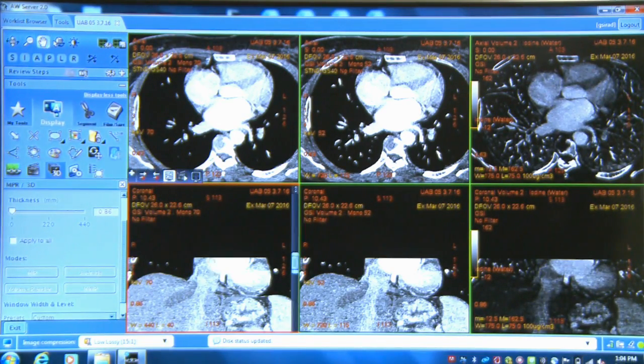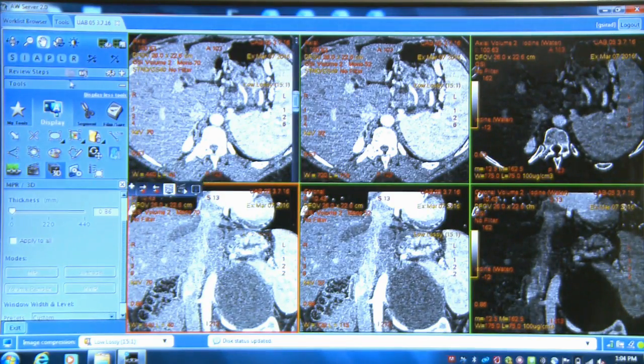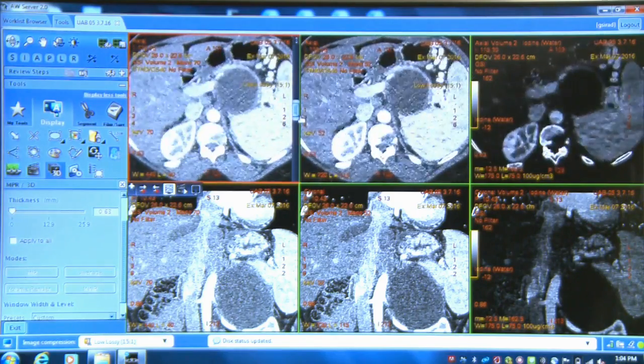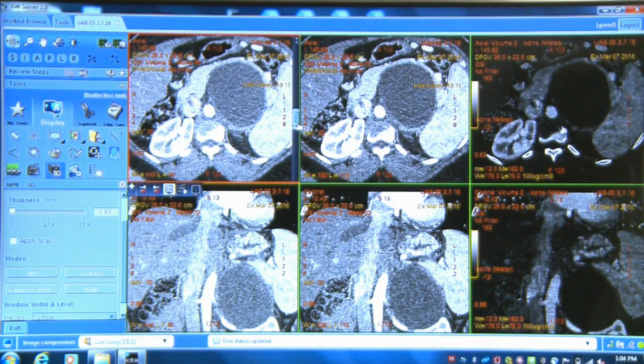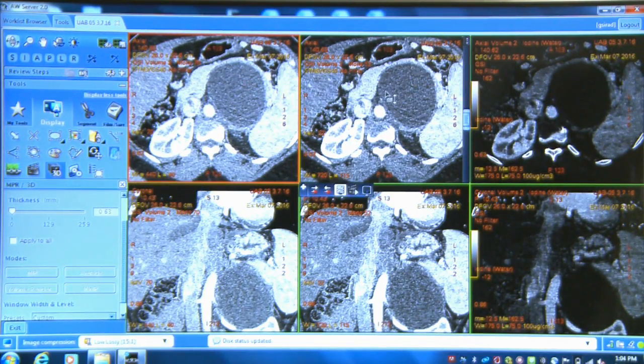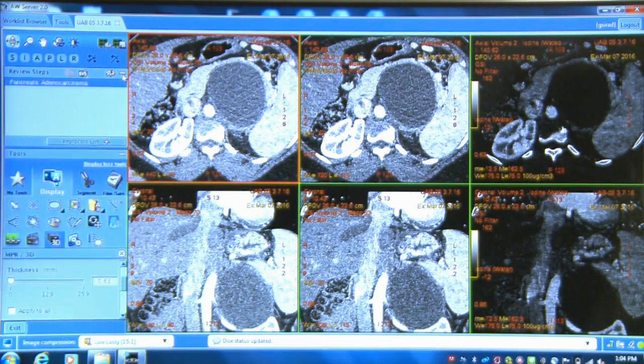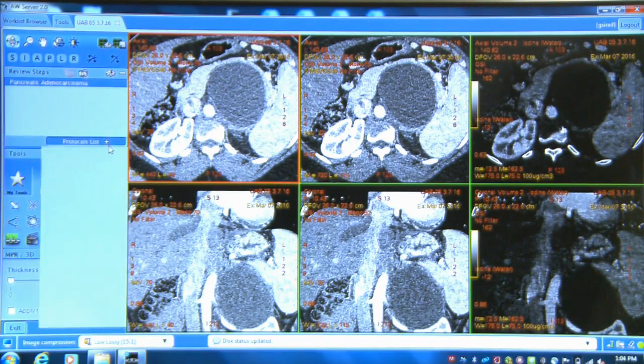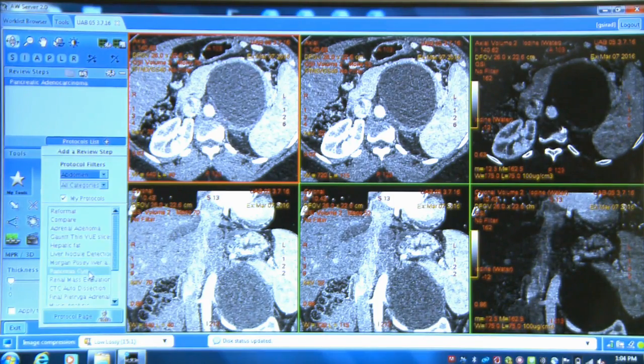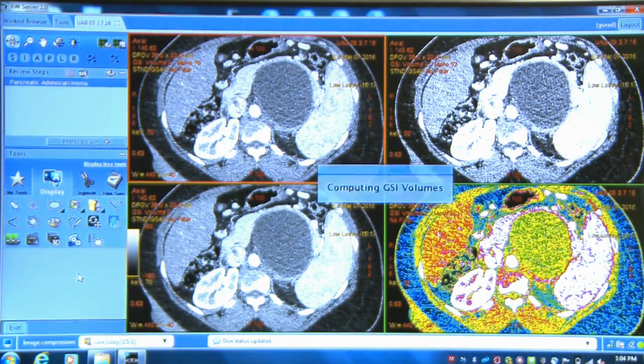And I'll actually pan this up. Select my pointer. And now, because there's such high contrast between the fluid in the cyst and the enhancing pancreas, you really don't capitalize on anything by looking at the low energy and iodine images. So we're going to switch out. We'll step right over here to our review steps. I'll look at my favorite protocol list, and we have something called pancreas cyst that we pop this into.